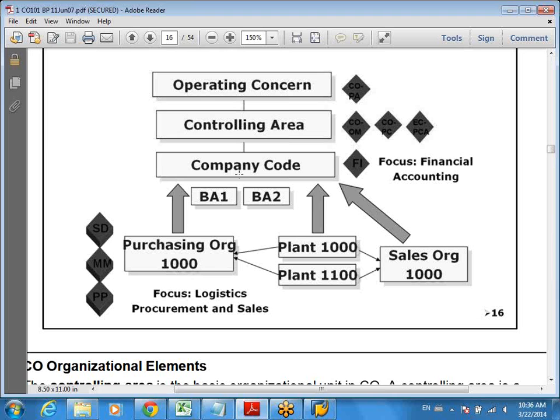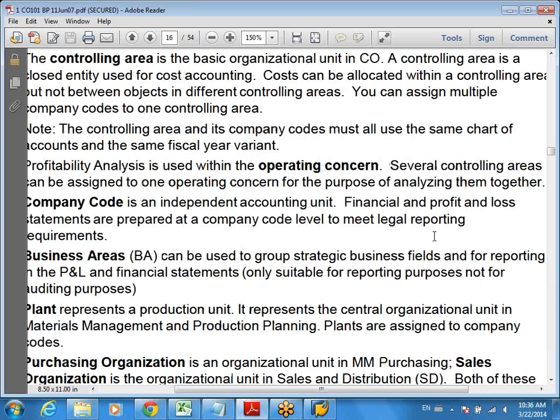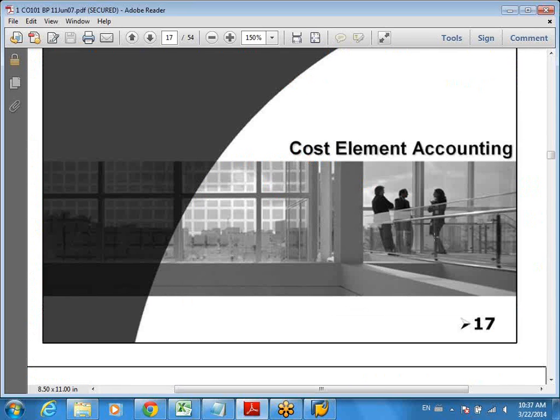So controlling area is really what goes, show me all the companies that are doing this reporting, right? So ExxonMobil, for example, would have 100 company codes all over the world, but they want to combine those things in the top level in the controlling area because they want the global picture of how their products and services are doing. Controlling area is a basic organization in CO. Controlling area is a closed entity for cost accounting. Costs can be allocated within the controlling area. And blah, blah, blah. Company code, we already know all these terms, right? Company code, business area, plant, we already know all these terms, okay?